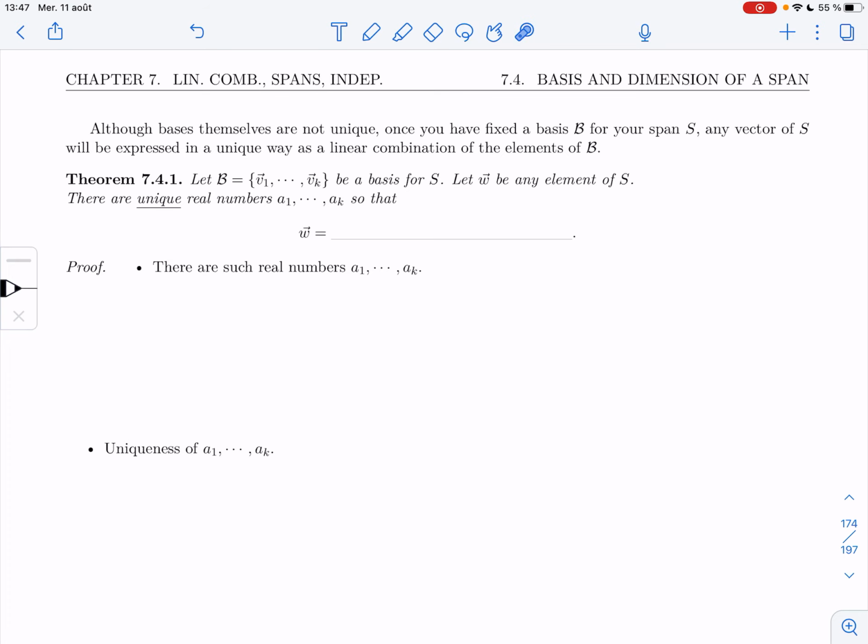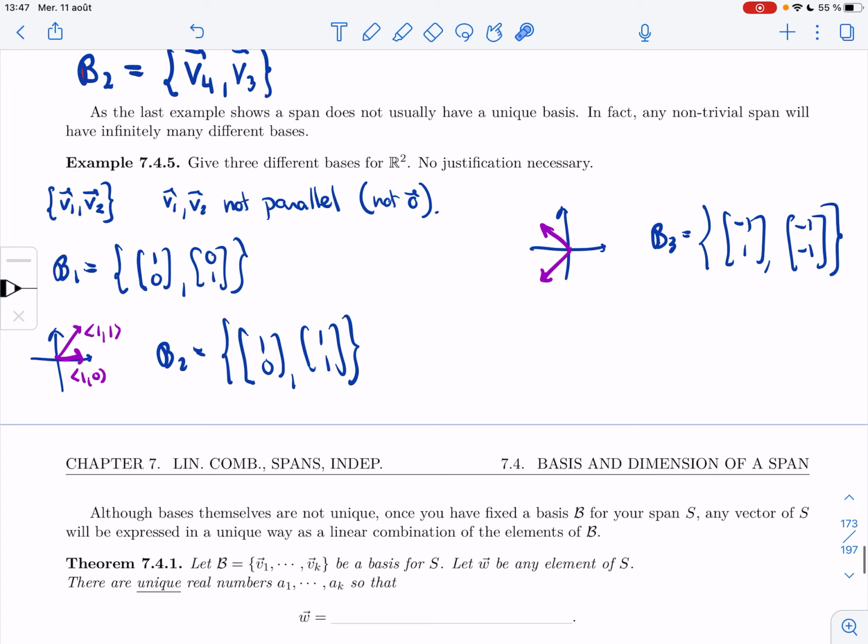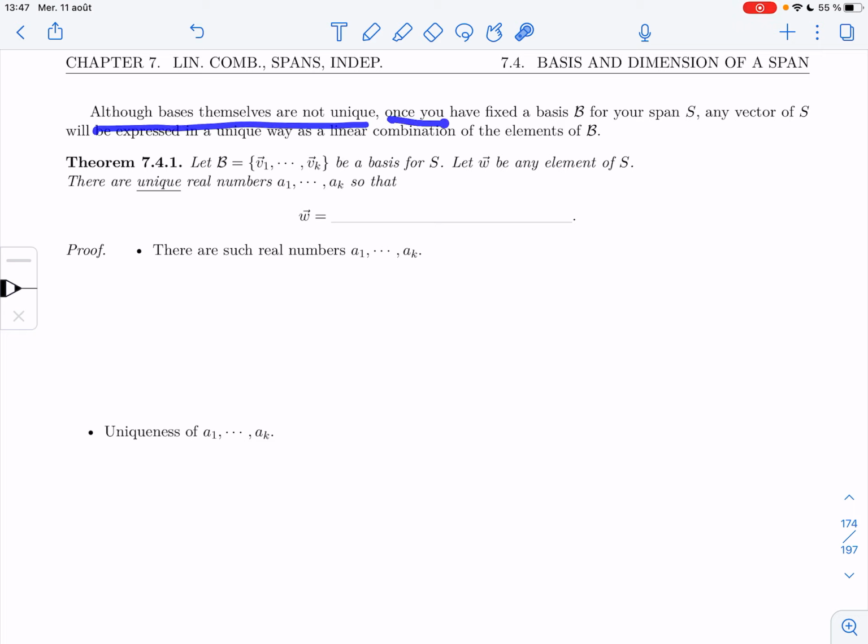All right, in the last example, we saw that R2 has different bases. In fact, I said that any non-trivial span will have infinitely many different bases. So although bases themselves are not unique, once you have a fixed basis for your span S, once we've chosen a basis, any vector of S will be expressed in a unique way as a linear combination of the elements of B. All right, so this is theorem 7.4.1.